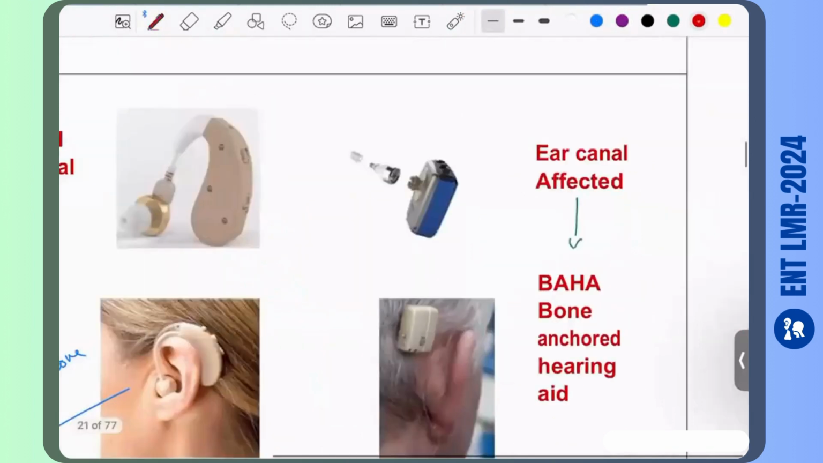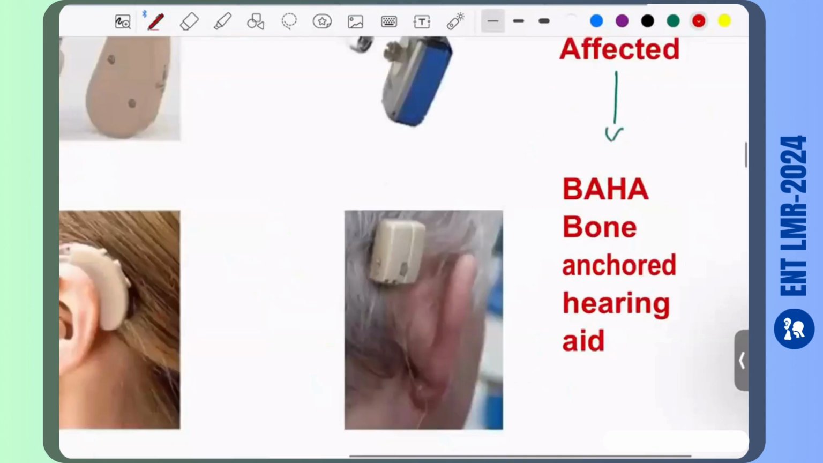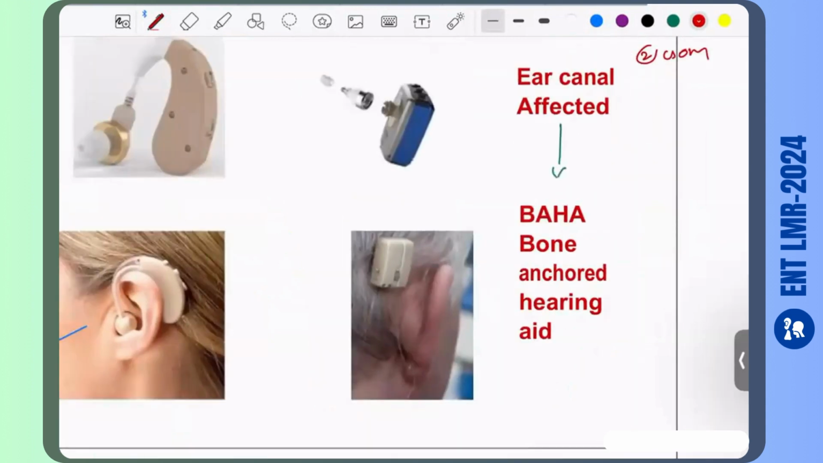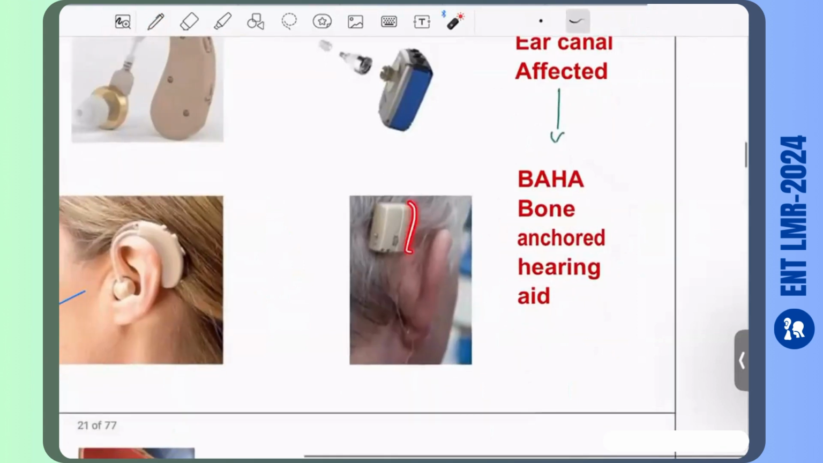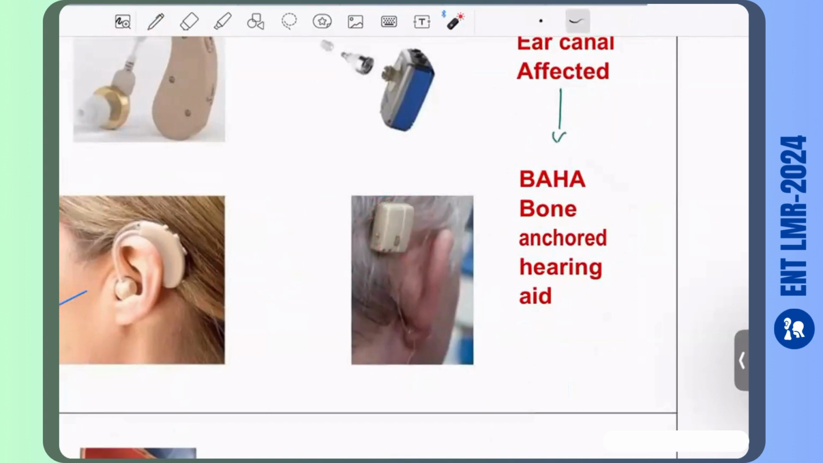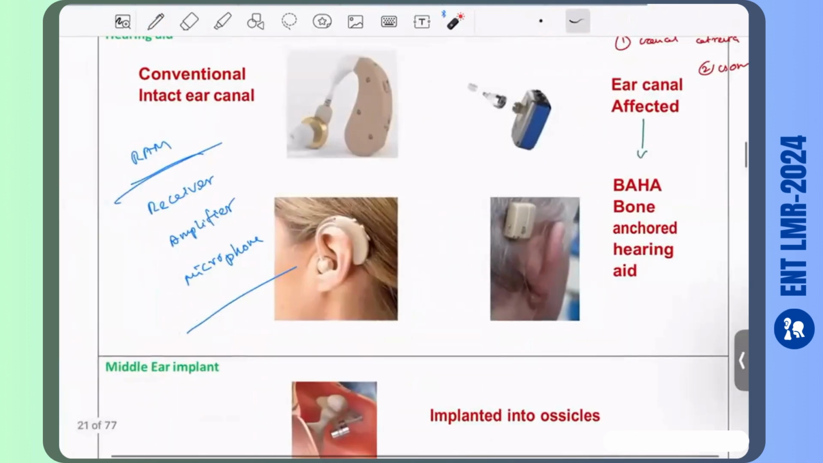Canal atresia or CSOM like that. If the ear canal is affected, either not formed properly or filled with infection, you could prescribe a hearing aid device called BAHA. Very important. They may ask this question. BAHA is a bone anchored hearing aid. See, I'm behind the ear. I'm introducing this BAHA. This BAHA is placed into the mastoid bone with the help of a titanium abutment. So this can be tried. Now, the latest devices.